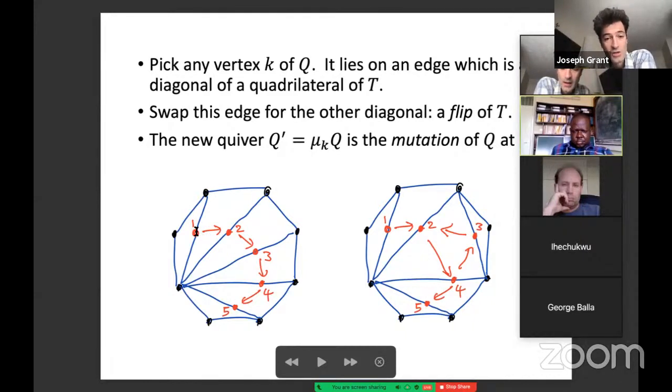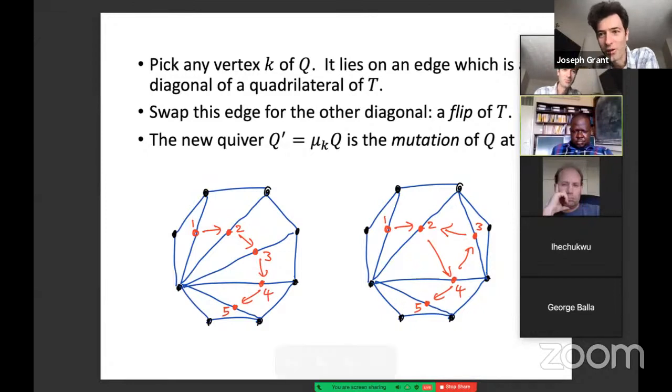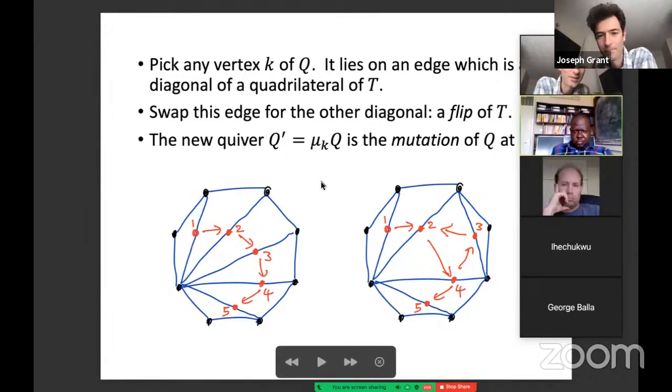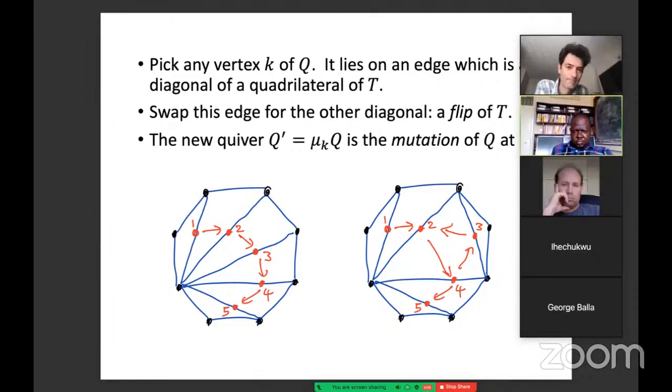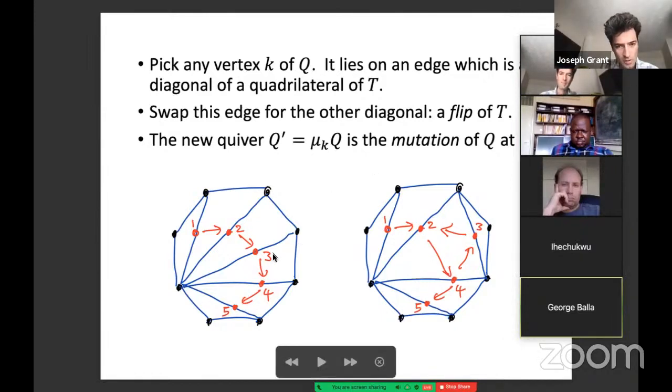Oh, and I should say there's a general definition which only works with the quiver. You don't need the triangulation, but it's slightly easier and maybe a bit more fun to explain with the triangles, I think. Excuse me, why did you introduce the arrow from 2 to 4? It seems like it's an extra arrow.